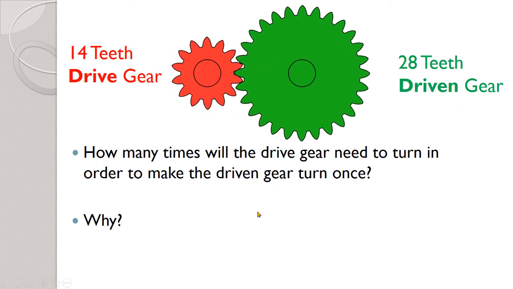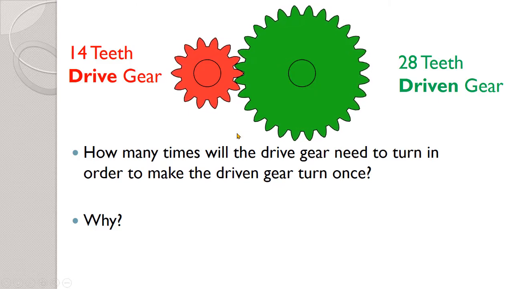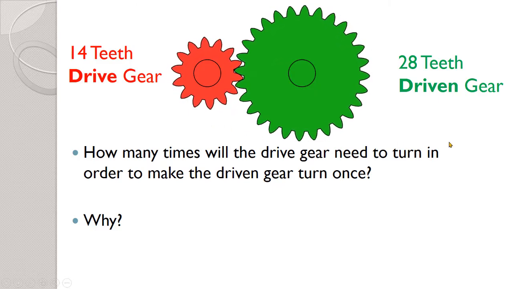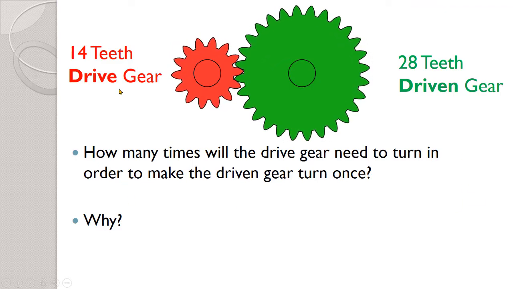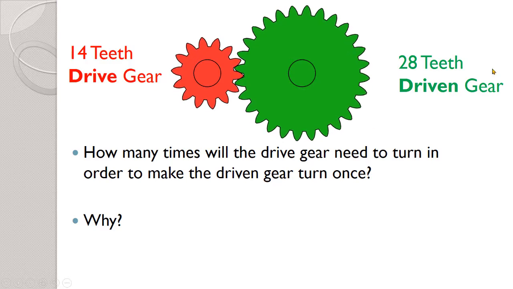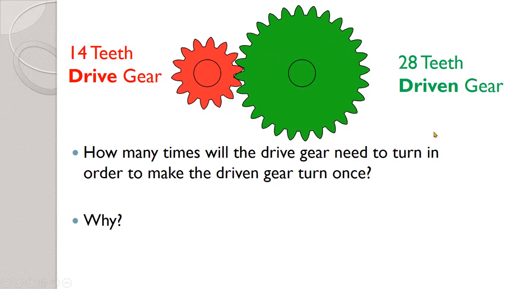In an engine, it's pretty obvious where your power source is, but in this little animation, it's not so clear. So my question for you is, how many times is the red gear going to have to turn in order to make the green gear turn around one complete time?